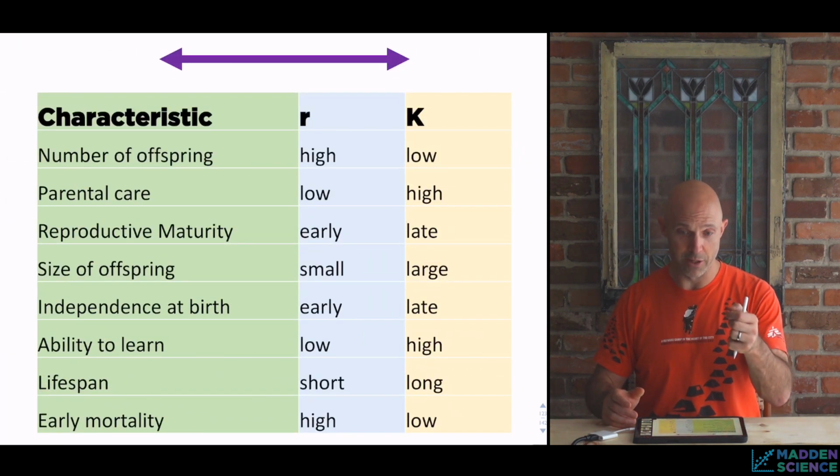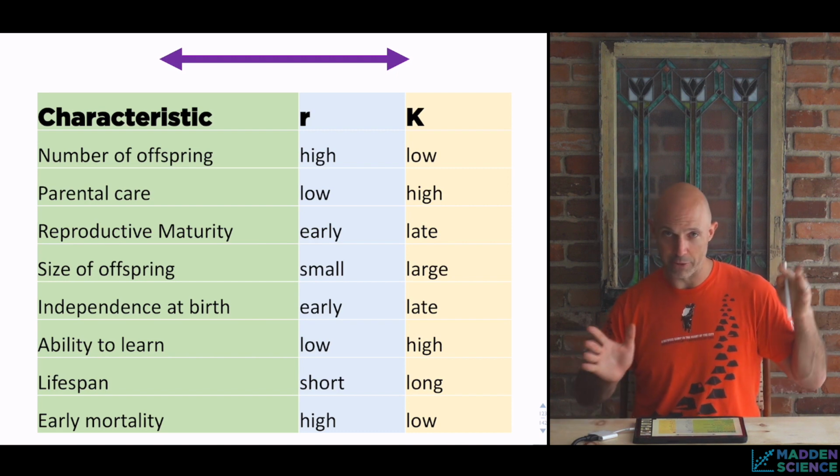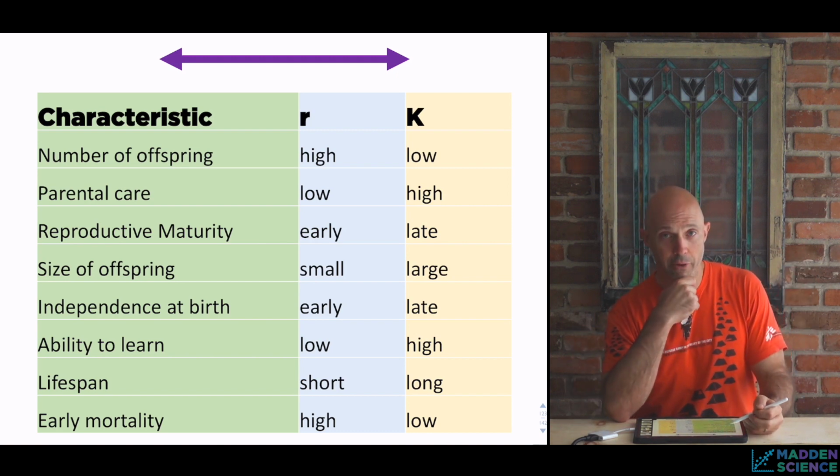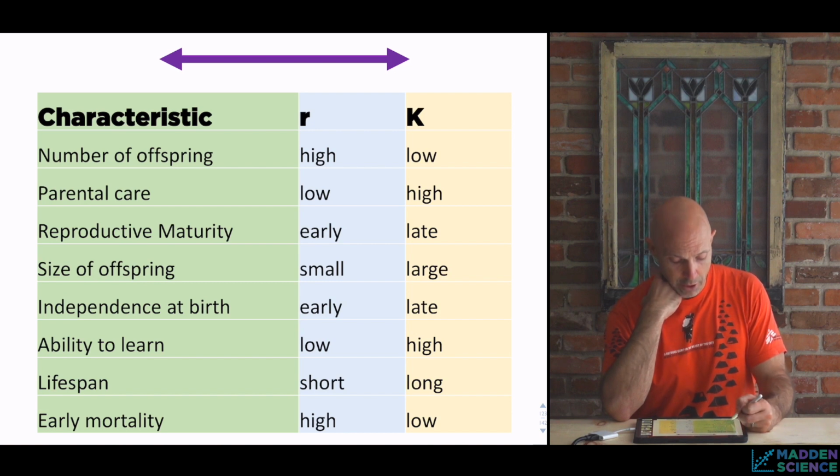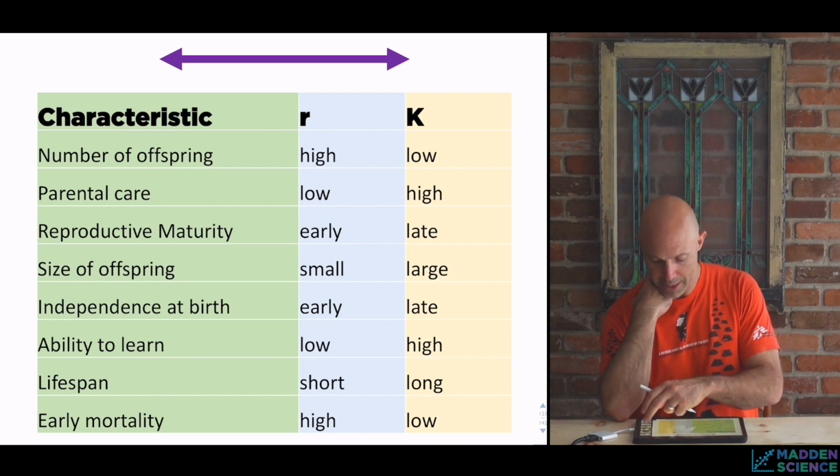So this is a good place to pause. See our arrow or spectrum from right to left, covering number of offspring, parental care, reproductive maturity, size of offspring, how independent they are at birth, their ability to learn, lifespan, and mortality.